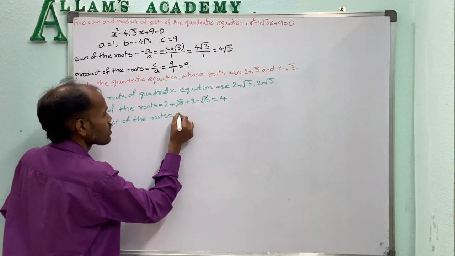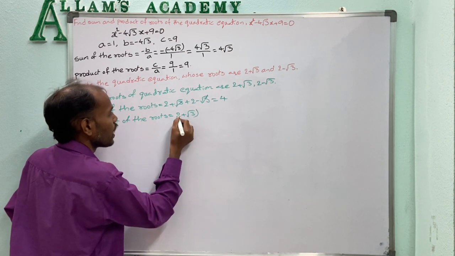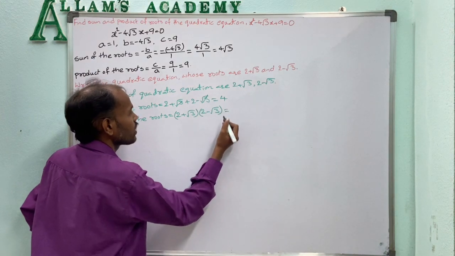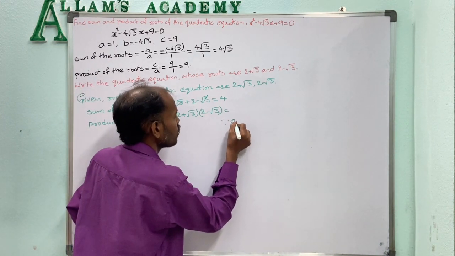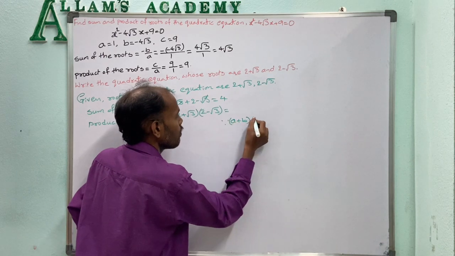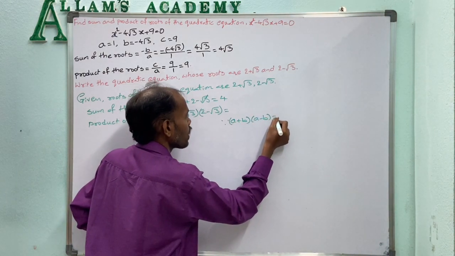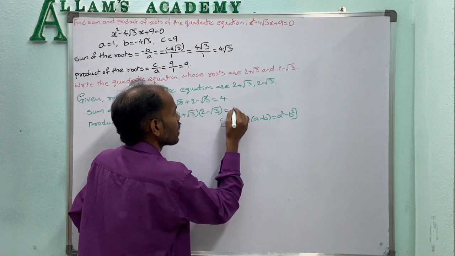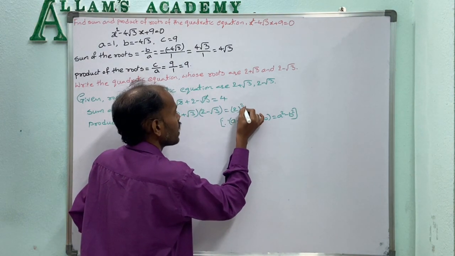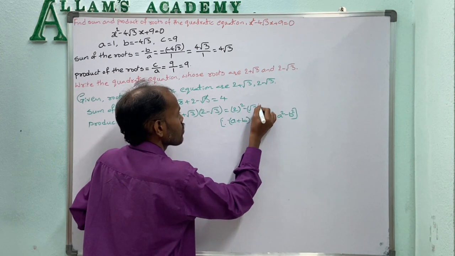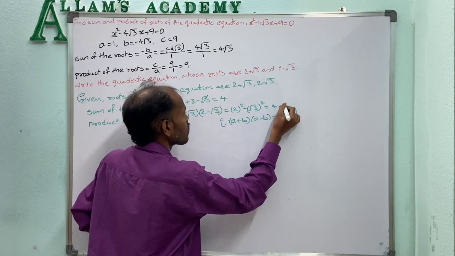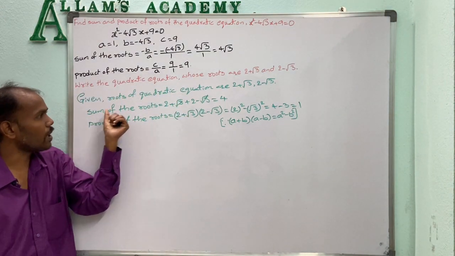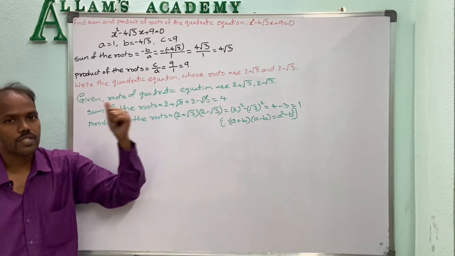Next, the product of the roots equals 2 plus root 3 into 2 minus root 3. It is in the form of a plus b into a minus b, which is nothing but a square minus b square. So here a equals 2, b equals root 3. That means 2 square minus root 3 whole square. So 2 square equals 4, root 3 whole square equals 3. So 4 minus 3 equals 1. So now we get the sum of the roots equal to 4, and the product of the roots equal to 1.